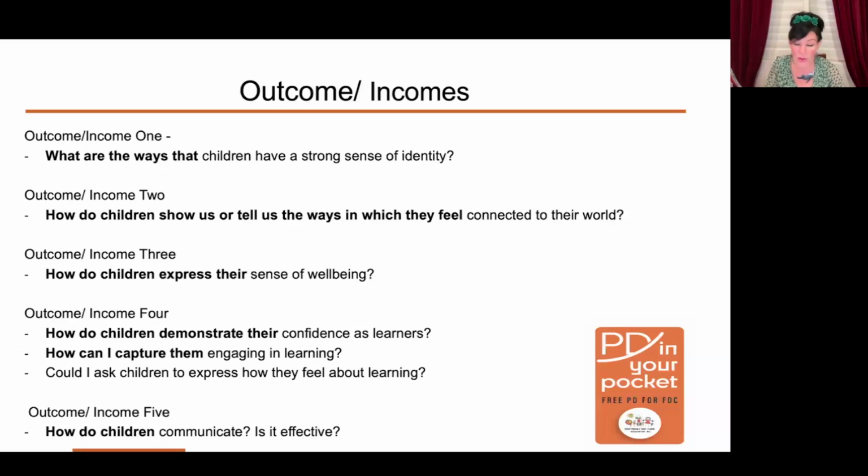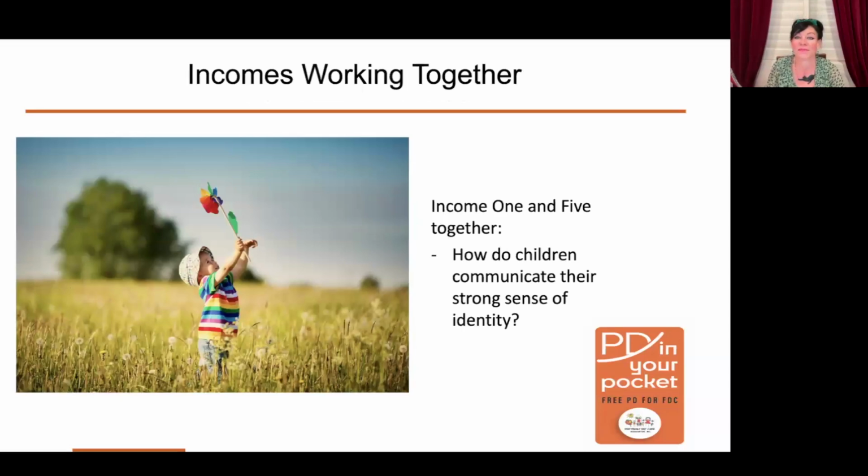And I know everyone who I've introduced this to has gone, it's absolutely turned their world around. So I can't wait to hear your stories of how that's happened for you. Then, of course, you can do things like start to put the incomes together. How do children communicate their strong sense of identity? So that's income 1 and income 5.